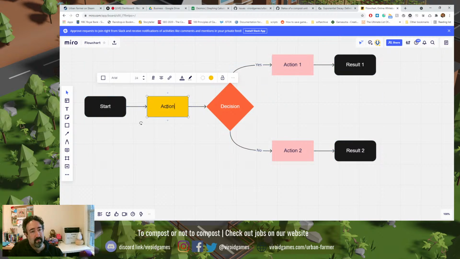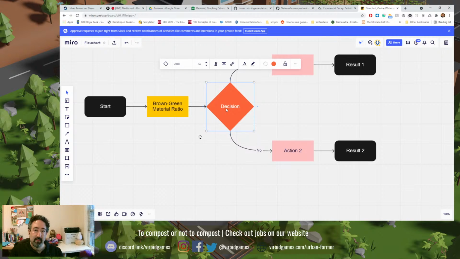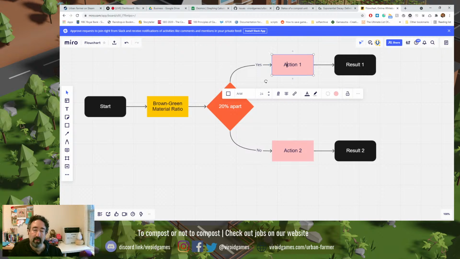Start is start. Brown, green material ratio. Decision point: 20% apart. If it's yes, then it's bad, then status stagnant.